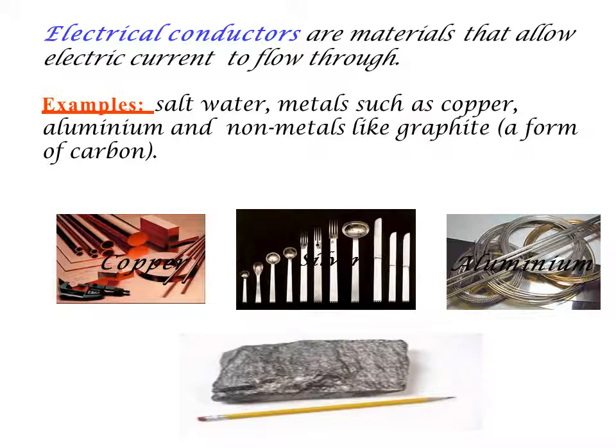in industrial machineries. Even the carbon of the pencil is made up of graphite, so it is also a good conductor, but it is covered with the insulator, that is wood. So we have copper, silver, aluminium, graphite, even iron also we can include. These are all examples of electric conductors.